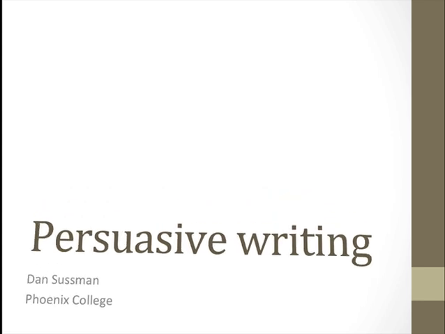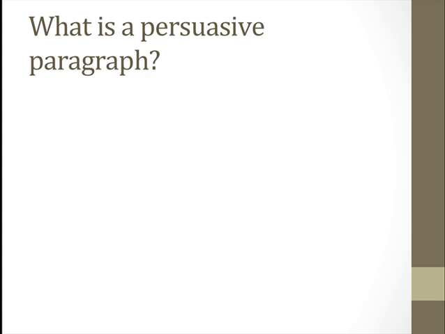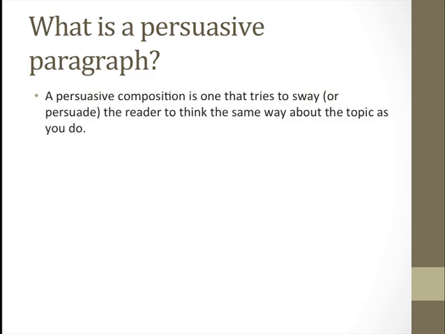So let's get going. First of all, let's talk about what a persuasive paragraph is, and more to the point, what persuasion is. A persuasive composition is one that tries to sway or persuade, or another word is convince, the reader to think the same way about the topic as he or she does. In other words, to persuade means to convince somebody, to bring them around to your point of view. And when you think about it, if you go beyond just writing, we try to convince people or persuade people of our point of view every day.